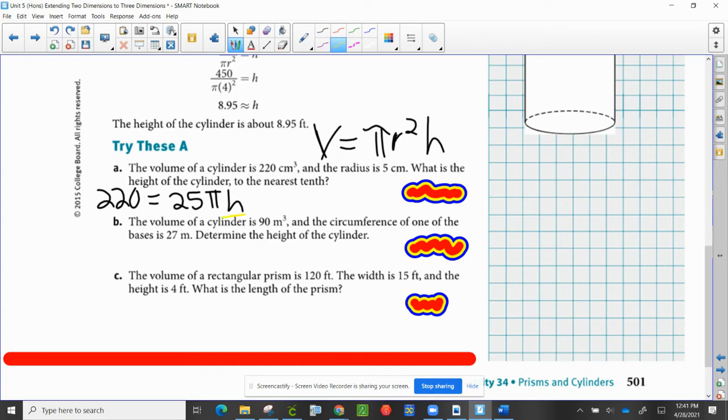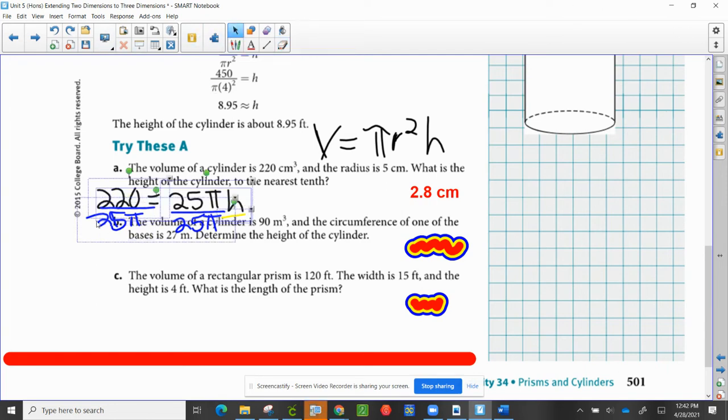Now our goal is to get h by itself. I'm solving for the height. What's the height of the cylinder to the nearest tenth? Now remember, pi is just a number, so we can technically just divide this out in one step. Okay, 25 pi, and just plug that into a calculator. So if you plug in 220 divided by 25 pi, we should get this answer here, 2.8 centimeters. Okay, so I'm going to have you guys try B and C.